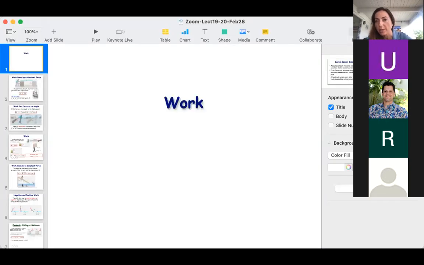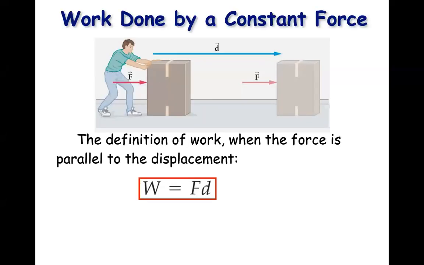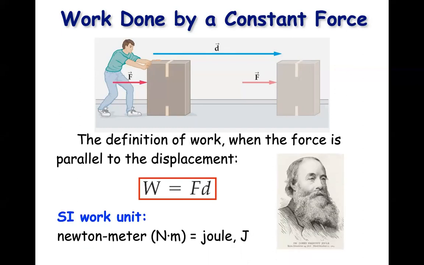So let's start with work. What is work? The definition of work is when the force is parallel to the displacement. Here you see the force, this guy pushing this box in a certain direction. Because the force is parallel to the displacement, we can define the work as the force multiplied by the displacement. The unit is Newton meter, which we define as joule.